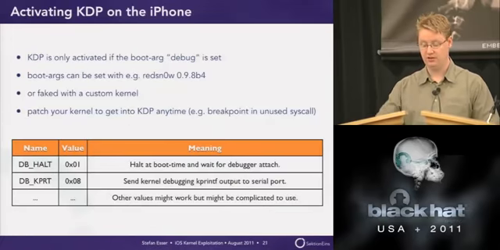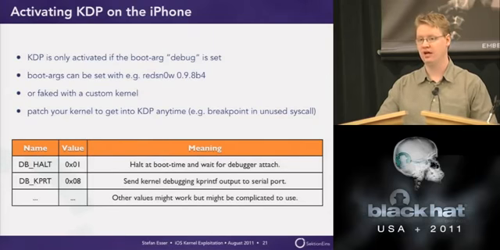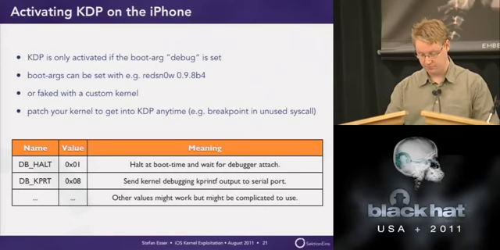Once you have that, you need to activate it. Like I said, you have to have a jailbroken iPhone for that or an old device so that you can give boot arguments. With all the devices before iPad 2, you can take the latest version of Red Snow, and it has a command line option to give arbitrary boot arguments. So you can just put in debug equals one or something like that, and then you get the debugger halting the kernel at boot time.